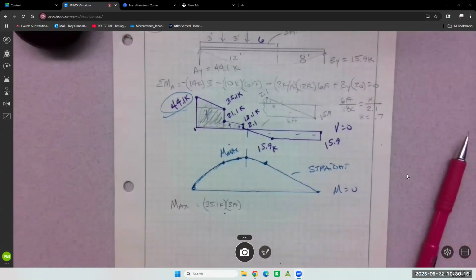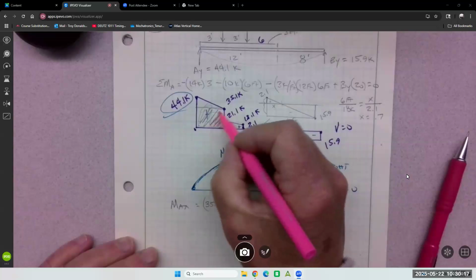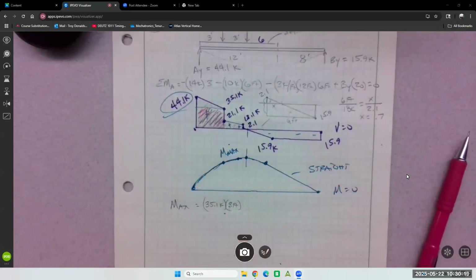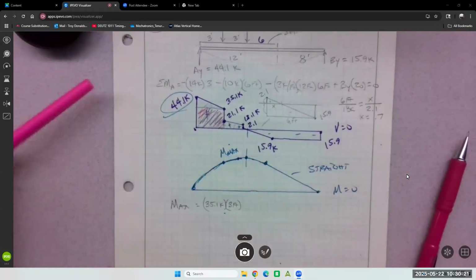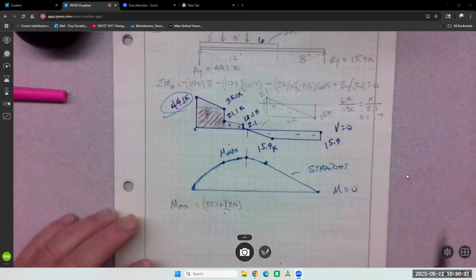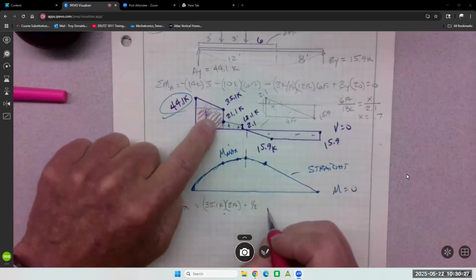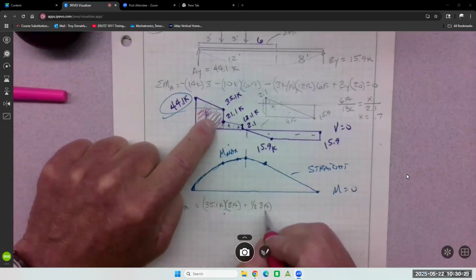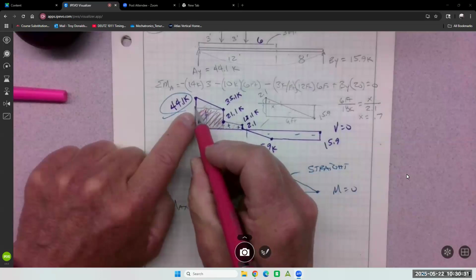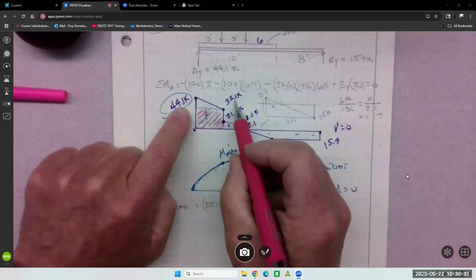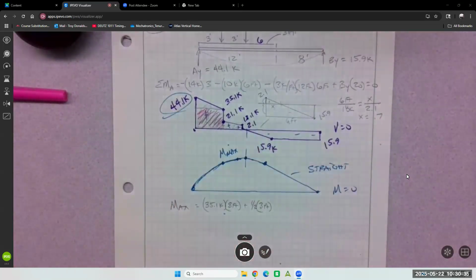Kind of color code some of it. That's that rectangle. And then I got to add to it 1/2 the base of 3 feet times the height, which is this. So it's the 44 minus the 35. Yeah, probably. I'm afraid to do it in my head. It's definitely not.